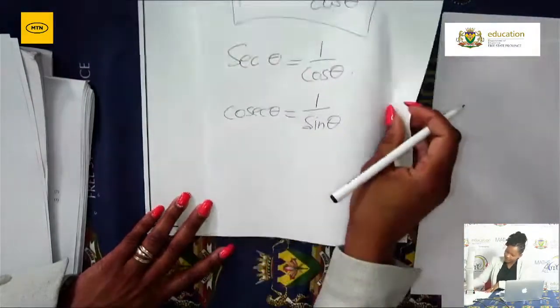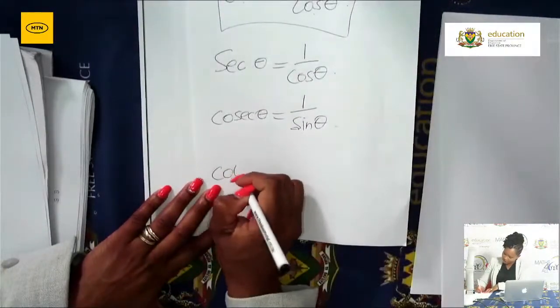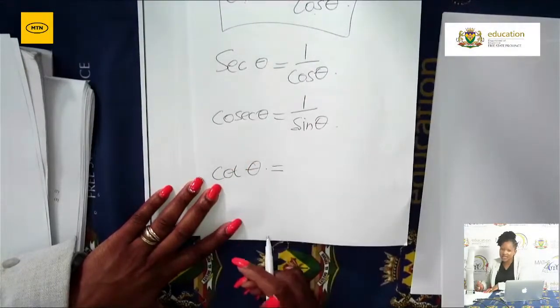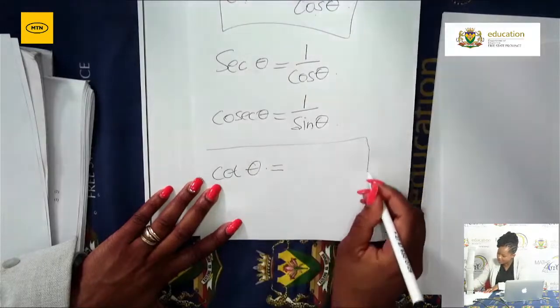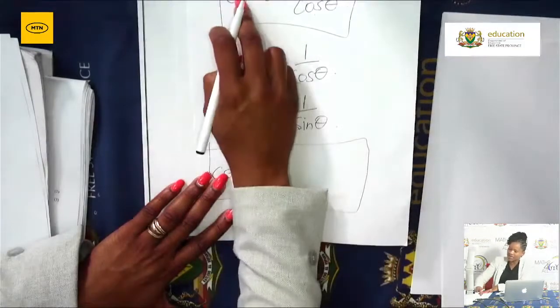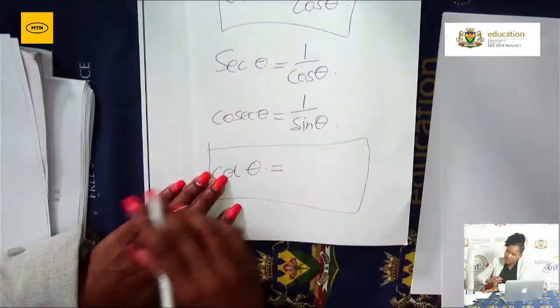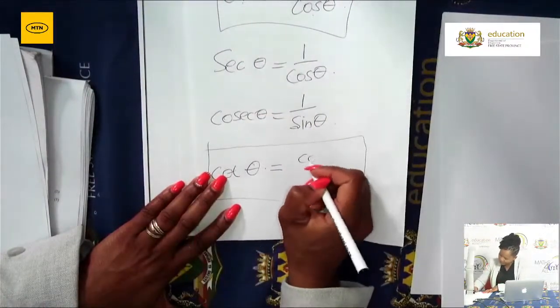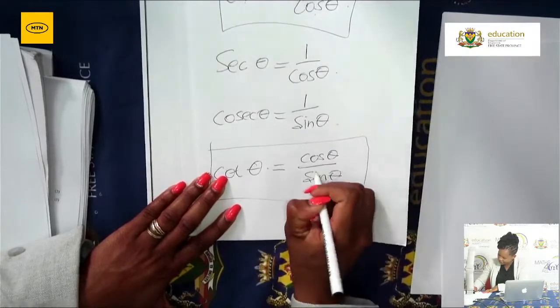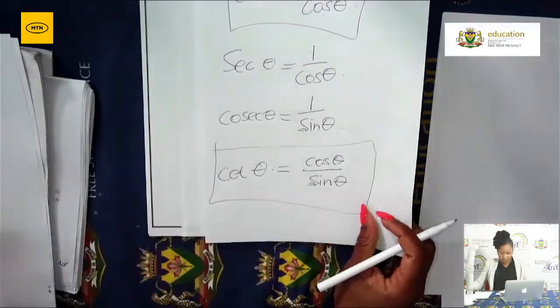And then your cot theta, it's 1 over tan. But when you deal with identities, since cot is the reciprocal of tan, where we see cot, always write cos theta over sine theta. Now, let me make an example.